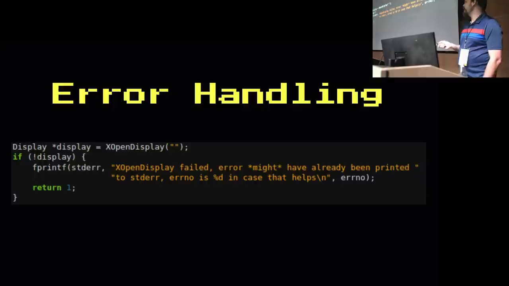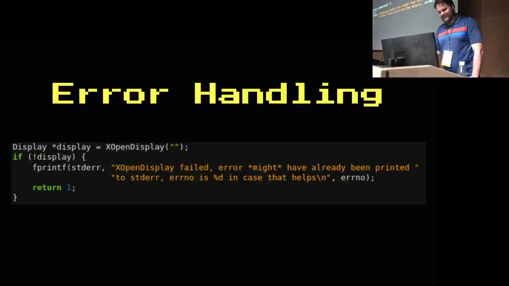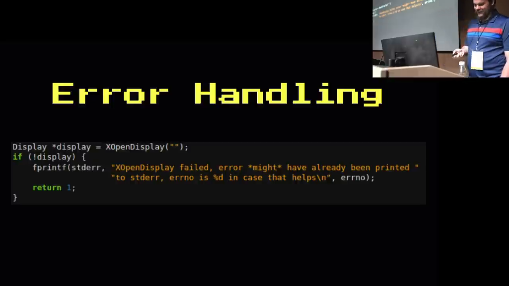So let's go back to that error message we saw at the beginning of the program where XOpenDisplay can fail. So, error handling. The error message that I've crafted here is: XOpenDisplay failed. The error might have already been printed to standard error. And the error note is this, in case that helps. So you might be wondering, why did I word the error message that way? And you're going to find out in a second.